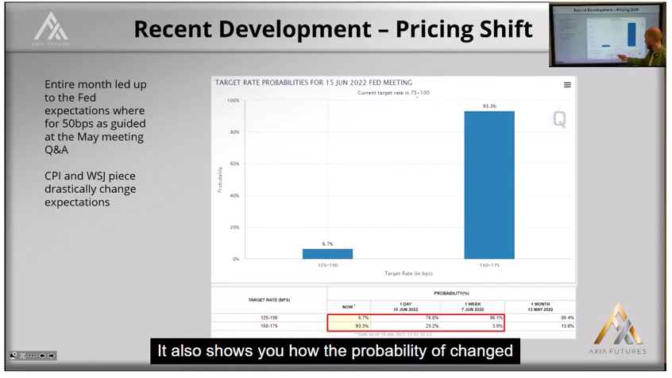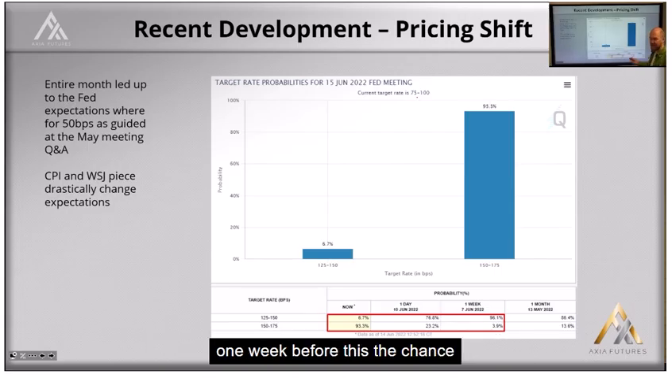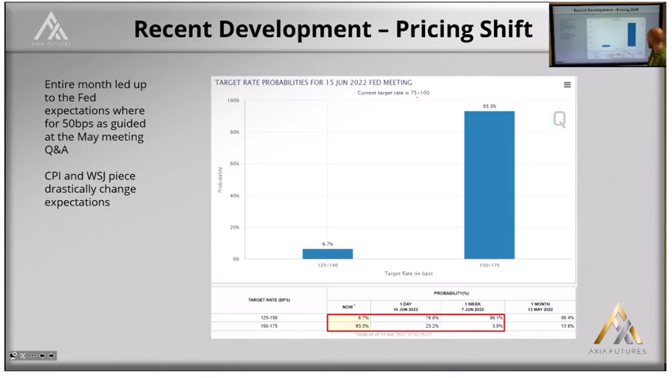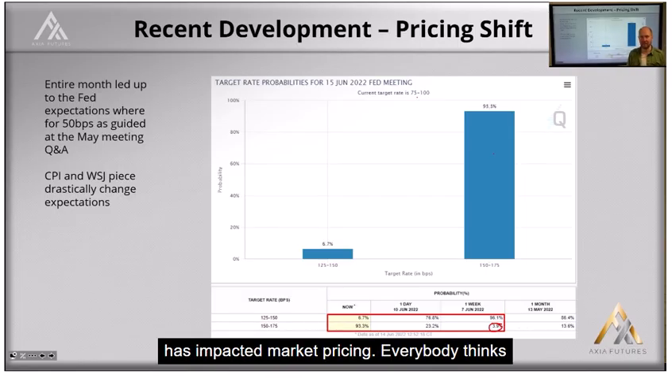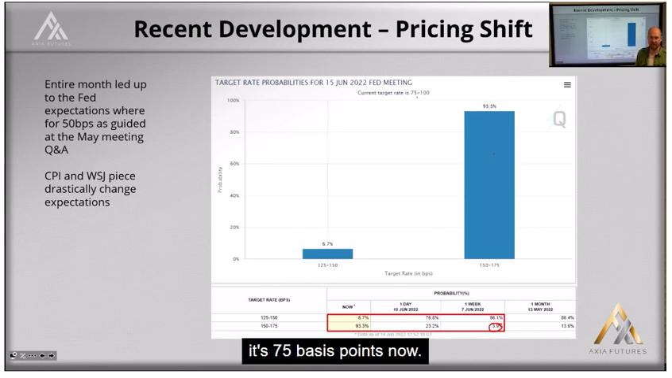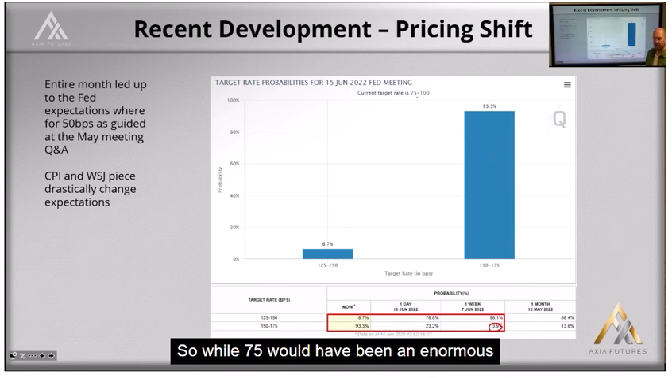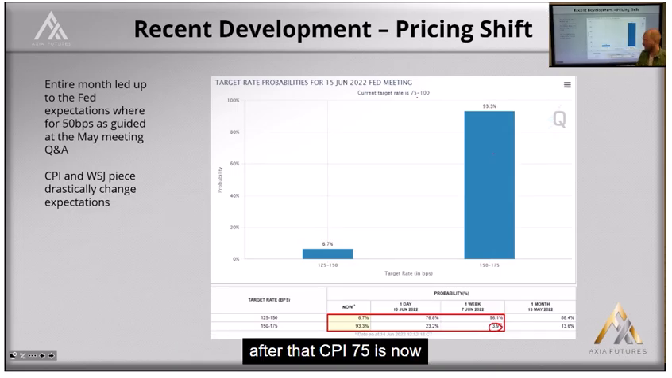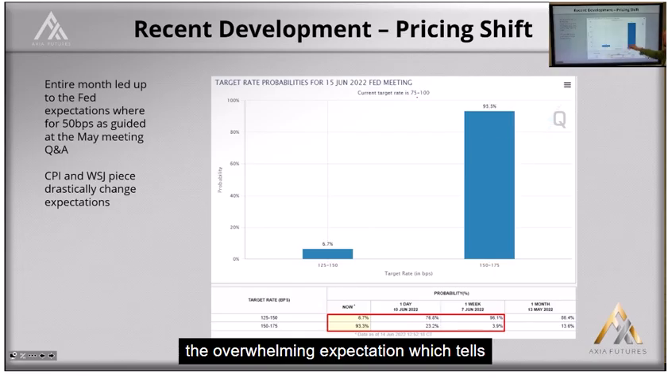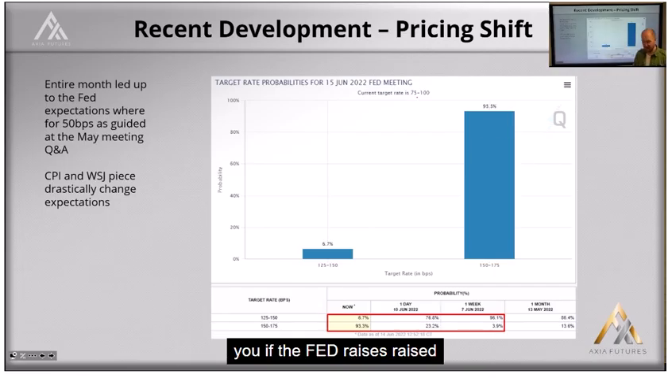It also shows you how the probability has changed. One week before this, the chance of this was 3.9%. So that's how much that CPI and Wall Street Journal article has impacted market pricing. Everybody thinks it's 75 basis points now. So whilst 75 would have been an enormous surprise previously, after that CPI, 75 is now the overwhelming expectation, which tells you if the Fed raises rates by anything other than 75, there is a massive move potential.